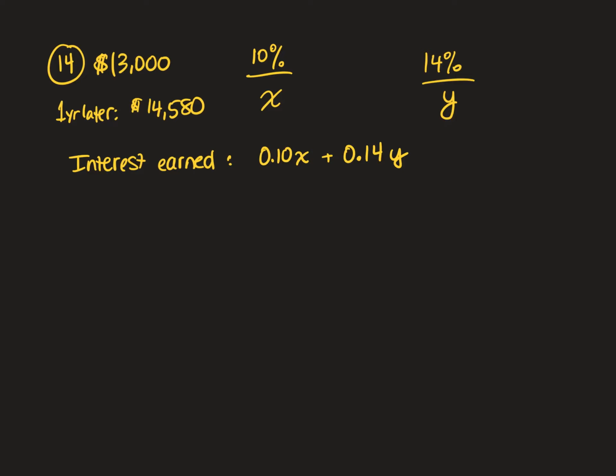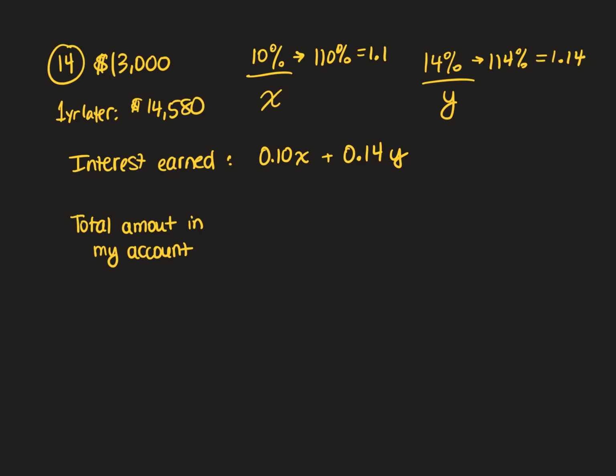So if I want to include the original investment without doing an additional step, what I can do is make an equation that talks about the total amount in my account. And that's when I use 1.1, because really what I'm talking about there is the 100% that I started with plus another 10% added on. So it's really 110% that we're talking about. And this is really 114% that we're talking about. So that's where the 1.1 comes from and the 1.14 comes from.